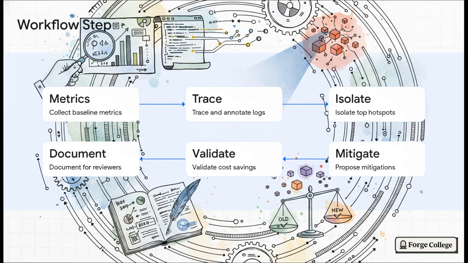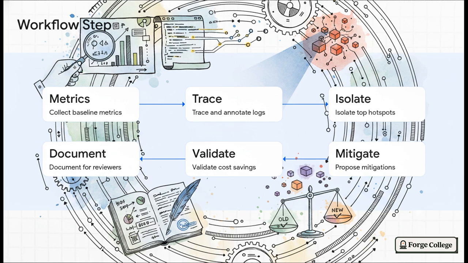Now, what's really cool about this workflow is that it forms an endless loop of improvement. Step 1. Collect your baseline metrics. Ask yourself, how many CUs are we burning right now? Step 2. Trace and annotate your logs to find exactly which lines of code spike the usage. Step 3. Isolate those top hotspots. Step 4. Propose your targeted mitigations, like consolidating those writes we talked about, or batching your CPIs.